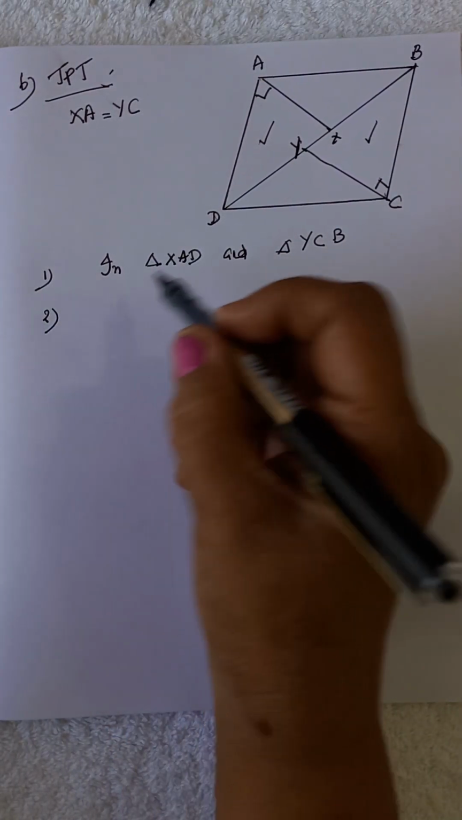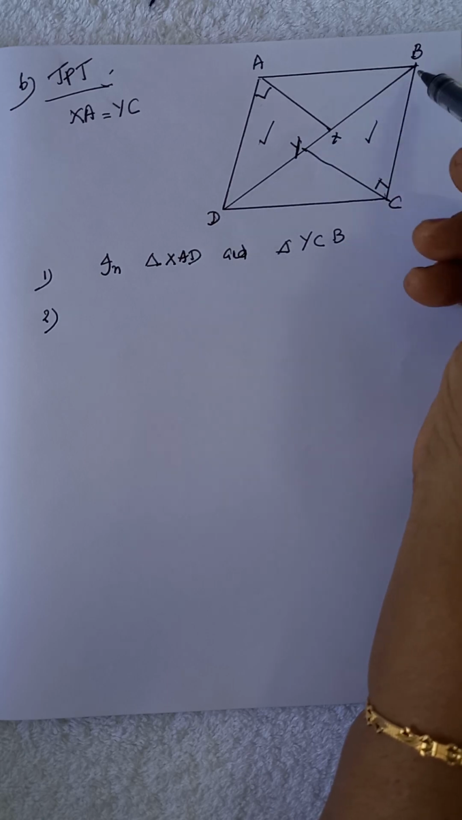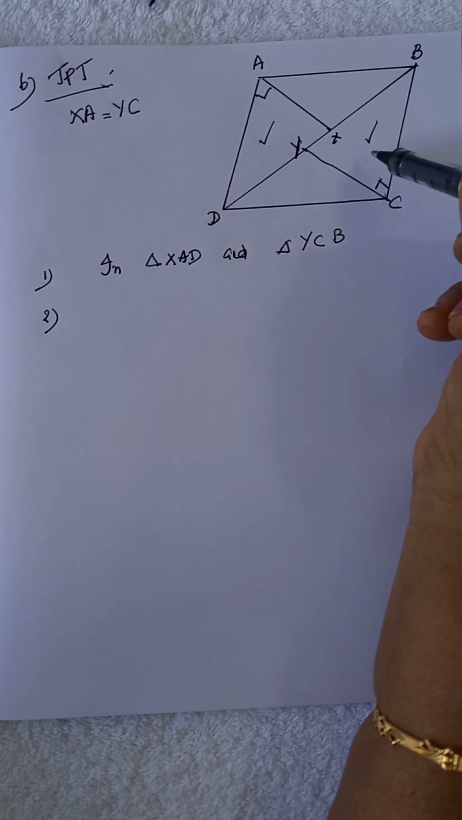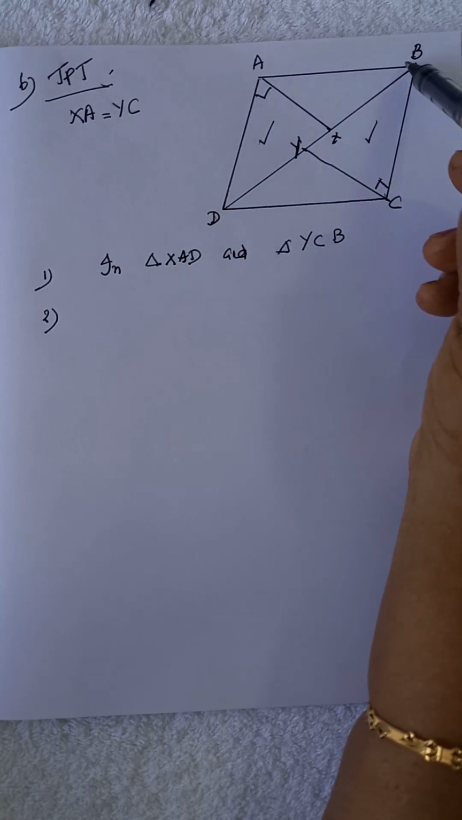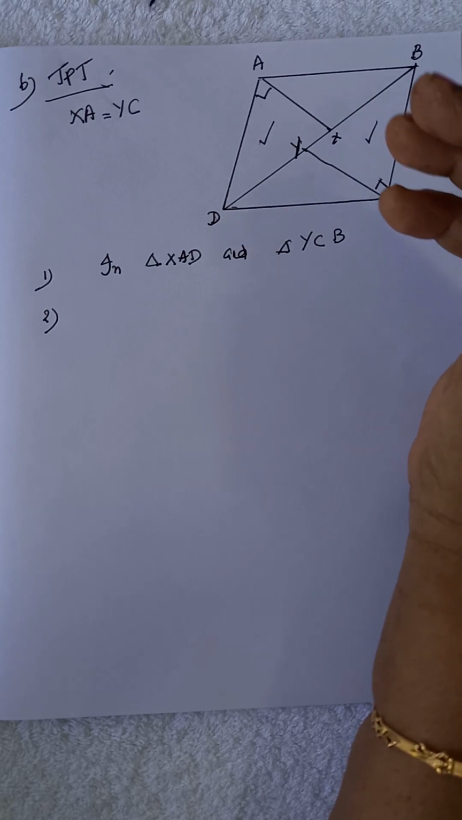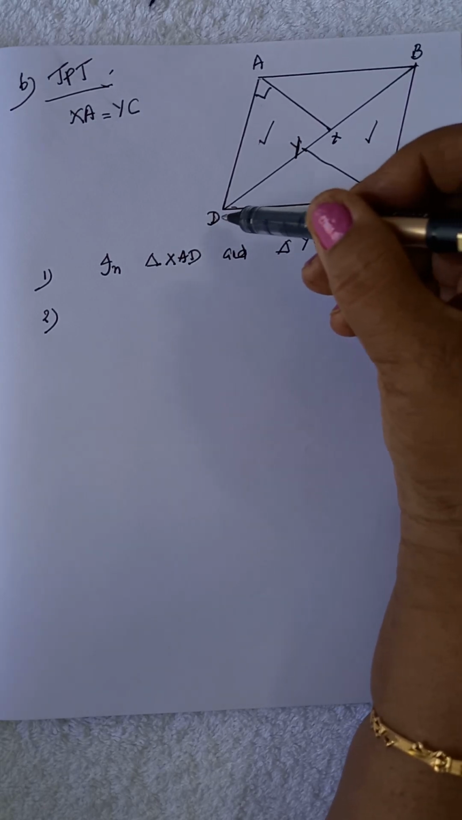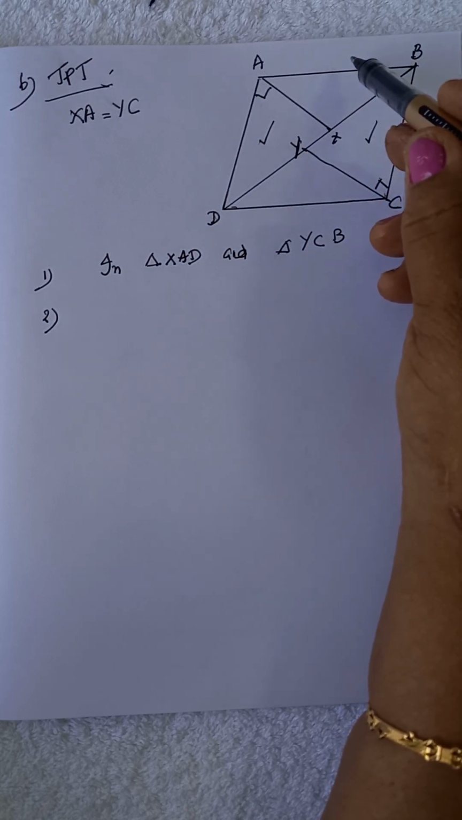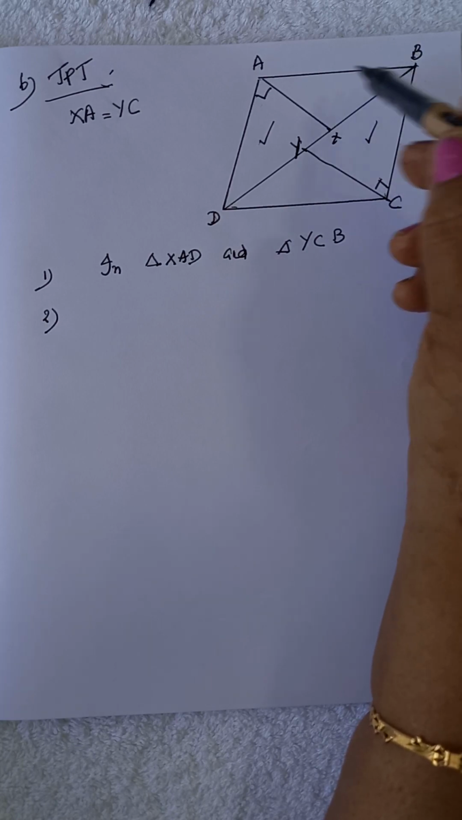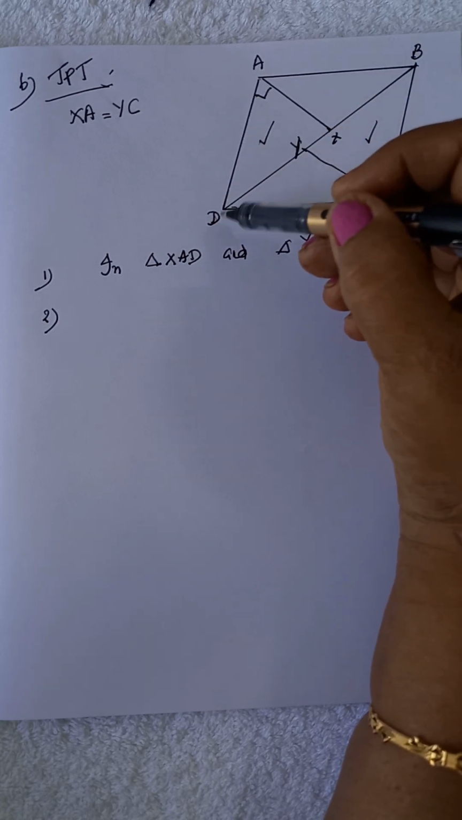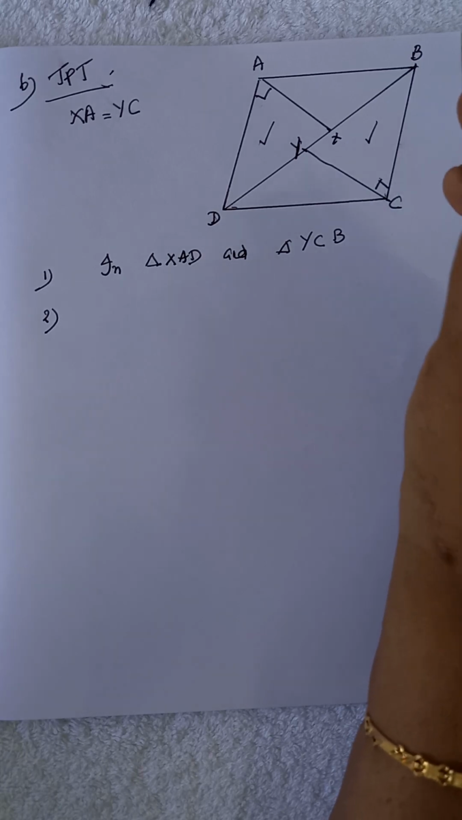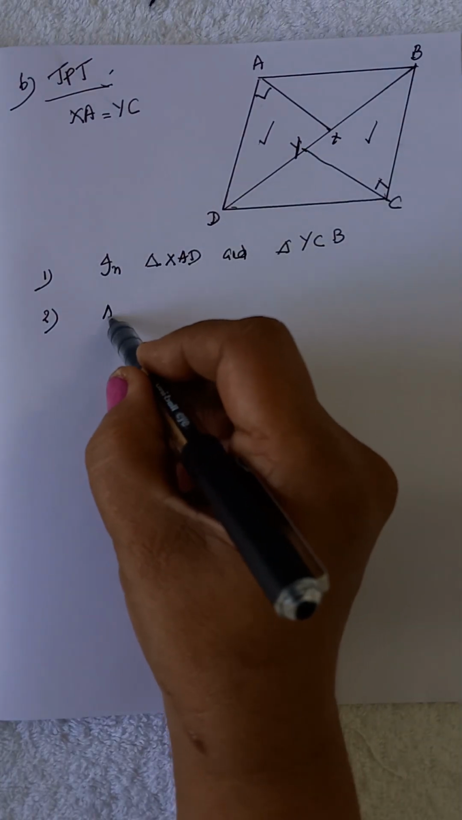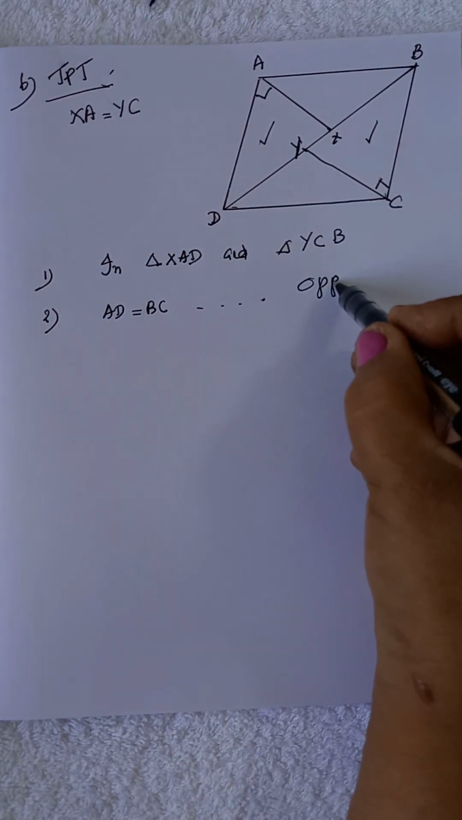So we can write first point as, in triangle XAD and triangle YCB, second point, this AD is the same as BC. Why? What is the property of a parallelogram? In a parallelogram, opposite sides are of equal length and are parallel also. So here CD and BA are opposite sides. They are of the same length and they are parallel also. Here this AD and BC are also of the same length and they are parallel also. So we can say that AD is equal to BC. Reason is opposite sides of parallelogram.